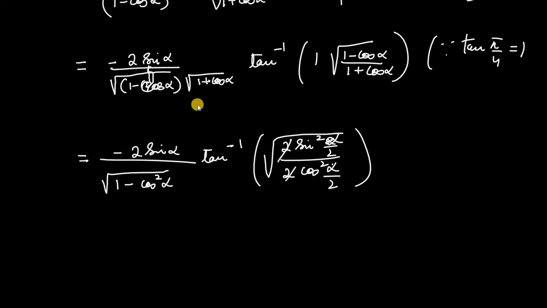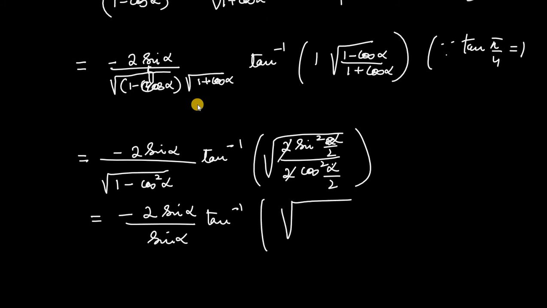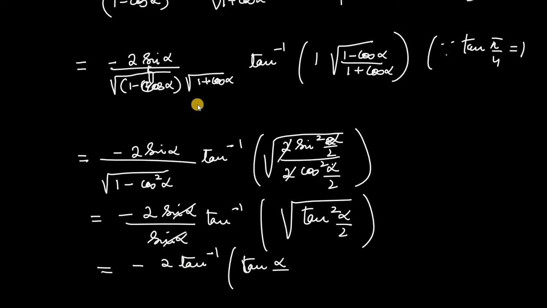Now 2 can be cancelled. It gives you minus 2 sine alpha. Again here square root of 1 minus cos square alpha is same as sine square alpha. Under the square root it will give you sine alpha. Then tan inverse of, here it will be square root of sine square alpha by 2 by cos square alpha by 2, which will be tan square alpha by 2. And sine alpha can be cancelled. It is minus 2 tan inverse of square root of tan square alpha by 2, which will give you tan alpha by 2.